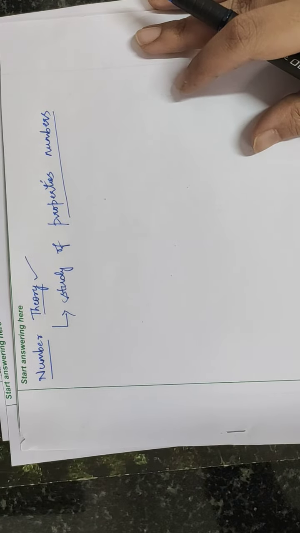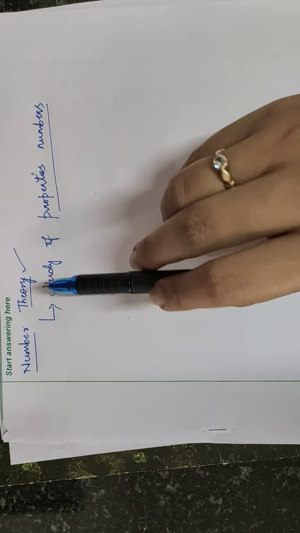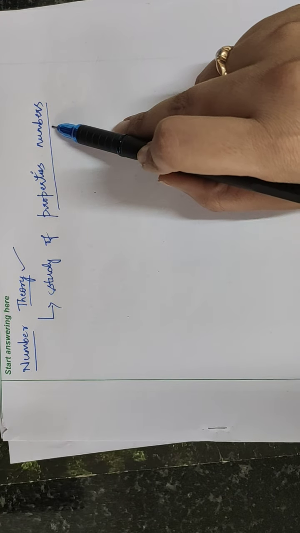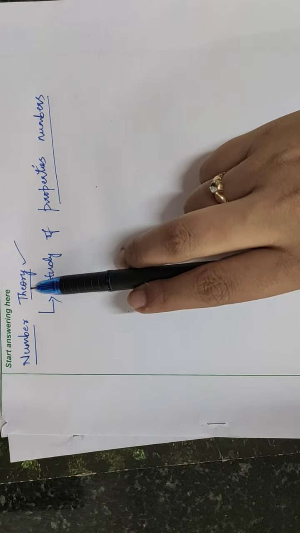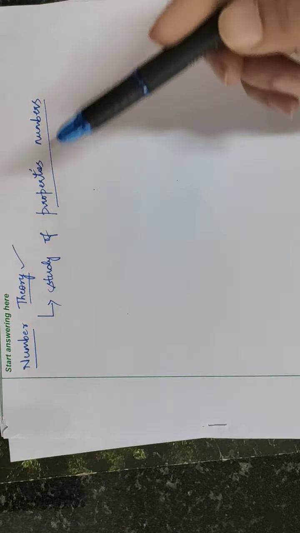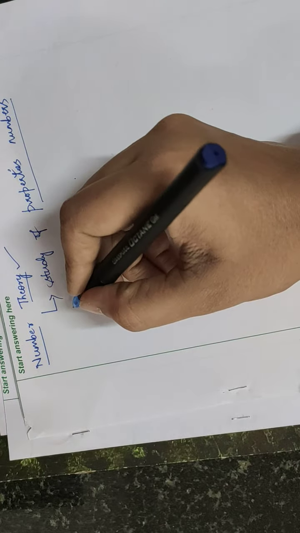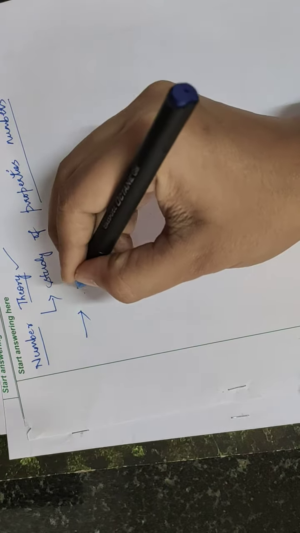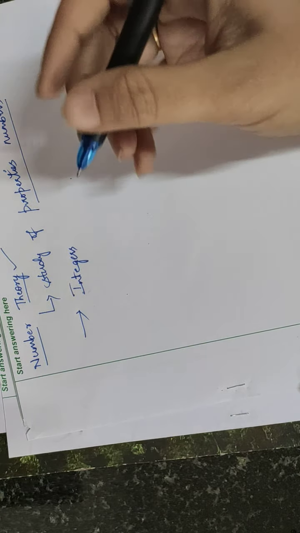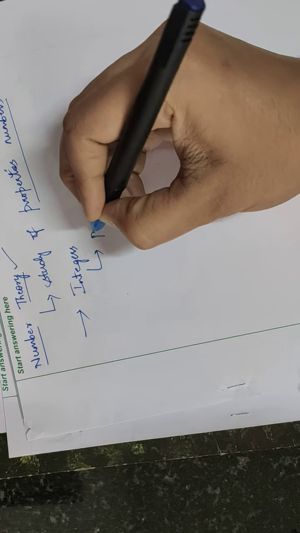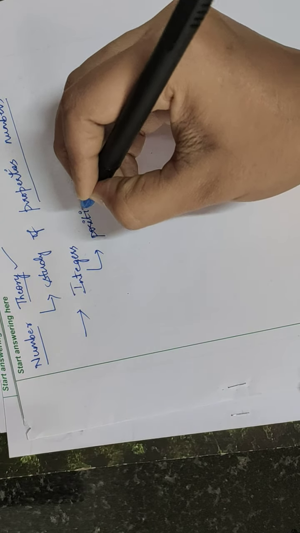Hello dear students, in this session let us start with a new topic, that is number theory. Number theory is nothing but the study of properties of numbers. So if you are studying the properties of numbers, it is nothing but number theory. Here in cryptography, if I say number, it is about integers. Specifically, we are more concerned with positive integers.